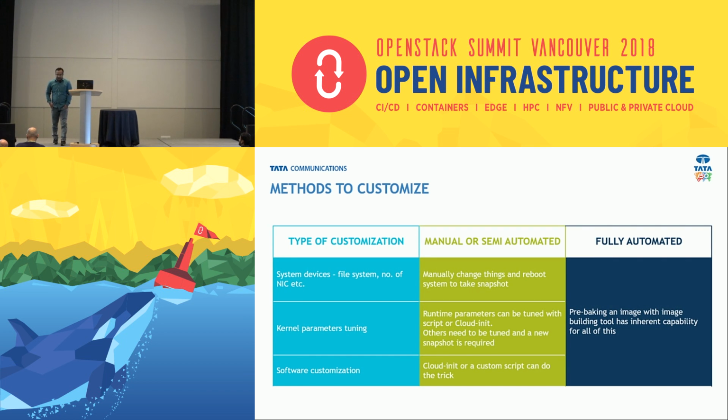So what we've done is we try to create categories for these customizations. The first is system devices, where we want to customize something at the system level, such as the networks, the file systems, and things like that. The second is kernel parameters. In kernel parameters, there can be some parameters which can be tuned on the fly, which doesn't need a reboot. Others would need a reboot. And then there is software customization, which is typically your user level customization, which can be done seamlessly.